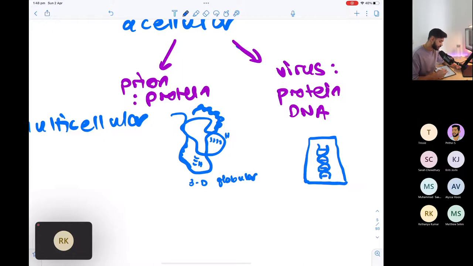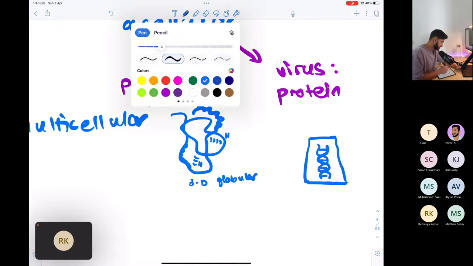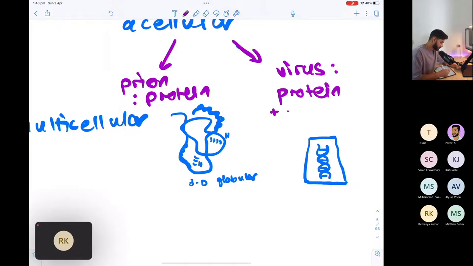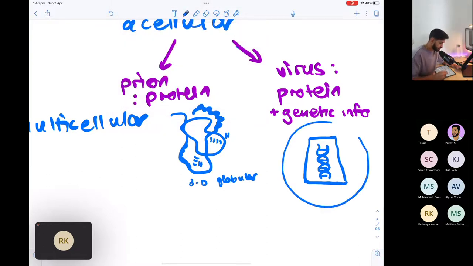So maybe I shouldn't have written DNA. Maybe for all of you, I should have just written protein plus genetic info. Okay? Plus genetic information. Can be in the form of DNA, can be in the form of RNA. Okay? And they're usually covered in this envelope that's usually made out of fat or lipid. So lipid, protein, DNA. That's what a virus looks like. We're going to come back to it, okay?